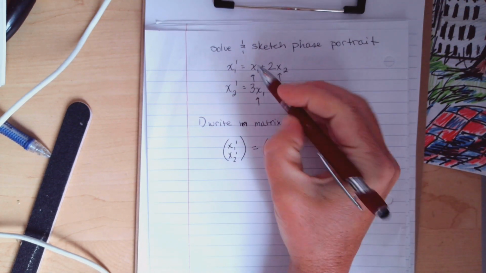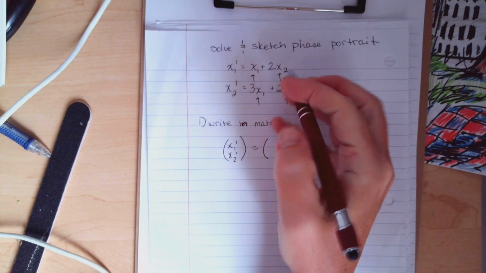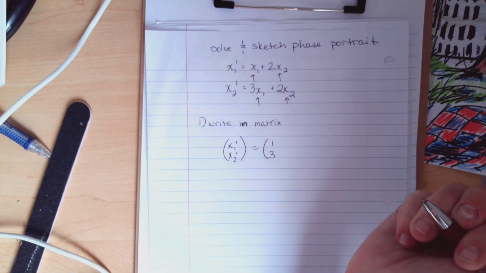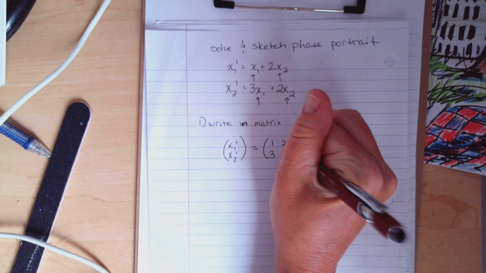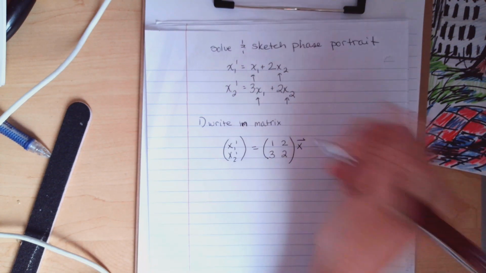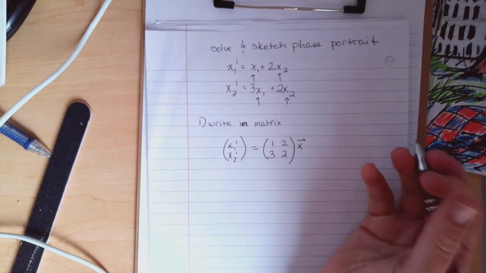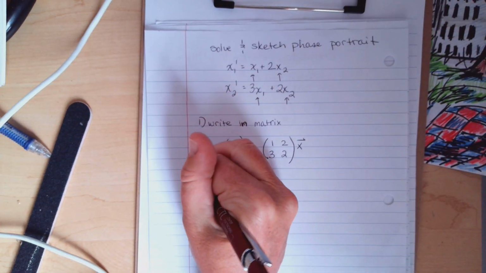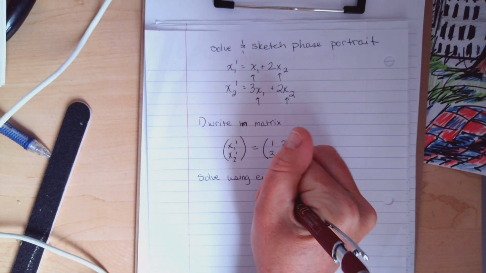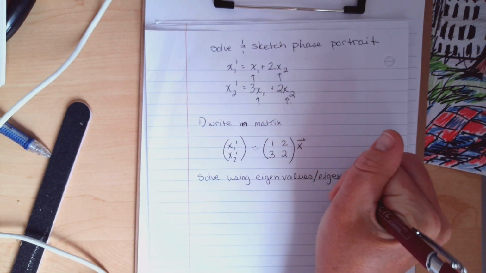Equals, and then this first column is going to represent all of my x1s. So who are my x1s? Well, I have an invisible 1 here. We'll put that there. And then I have this 3. And then here we have a 2 and a 2 representing my x2s. Okay? And then we're going to go ahead and multiply that by our vector x. Okay? And so let's go ahead and solve using eigenvalues, eigenvectors.